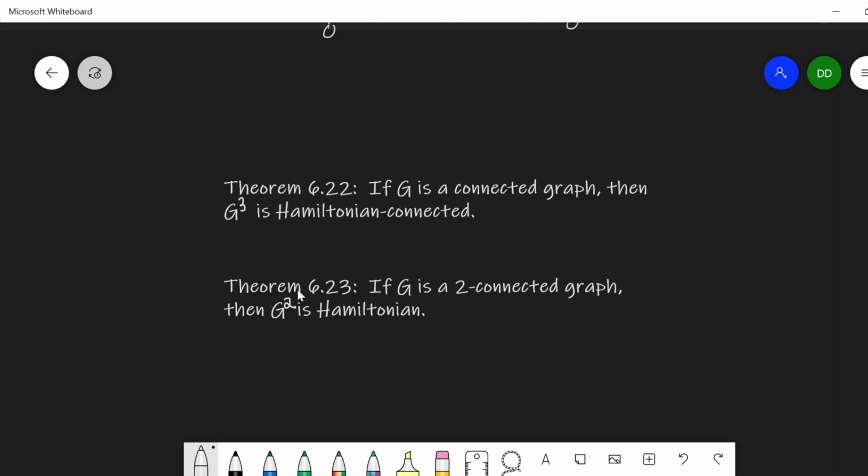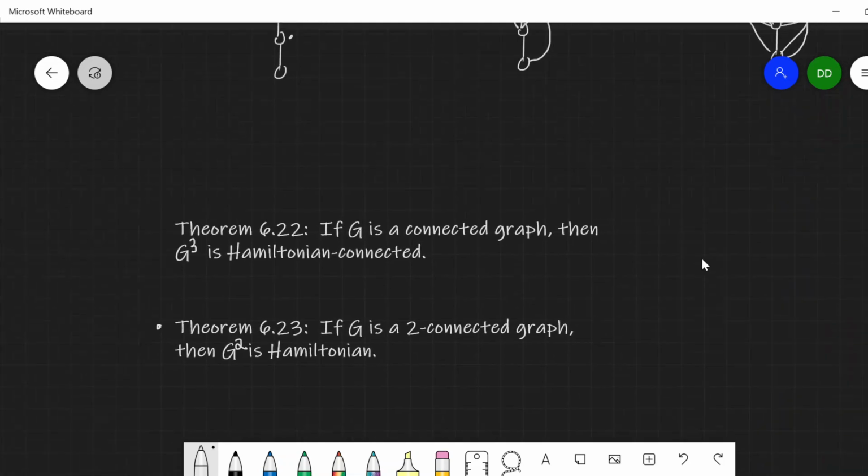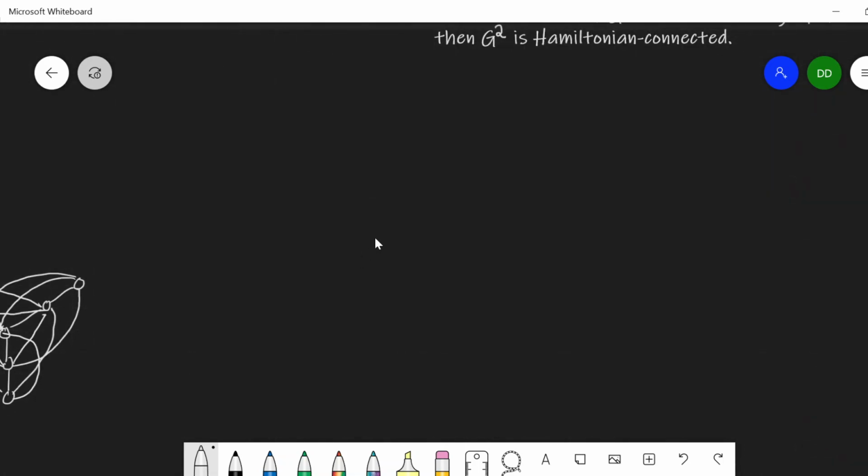And then we also have theorem 6.23, that if G is a two-connected graph, then its square is Hamiltonian. So that's a nice result. This one is not in the book, by the way. It takes a bit longer to prove, and so it's not even in the text. Theorem 6.23, right? If you have a two-connected graph, so no cut vertices, then its square is Hamiltonian. So what I want to do is use this to prove theorem 6.24.